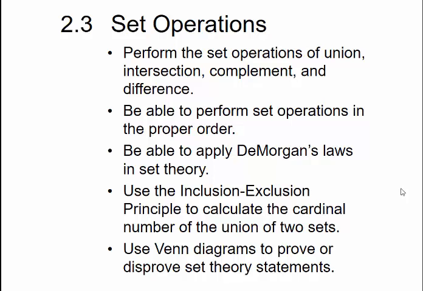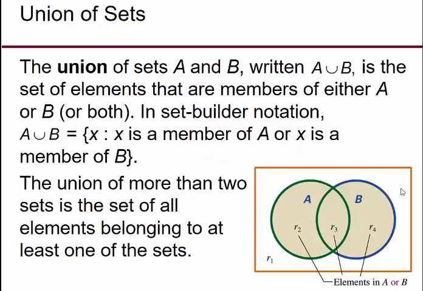So in section 2.3, we have the following objectives. The first one is going to perform set operations of union, intersection, complement, and difference. We're also going to be able to perform set operations in proper order. We're also going to be able to apply De Morgan's law and set theory. We're going to use the inclusion-exclusion principle to calculate the cardinal number of the union of two sets. And then finally, we're going to use Venn diagrams to prove or disprove set theory statements.